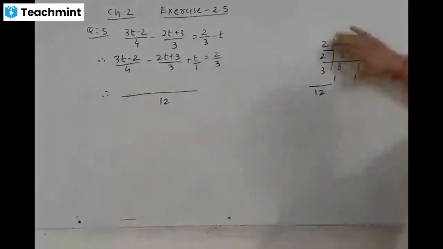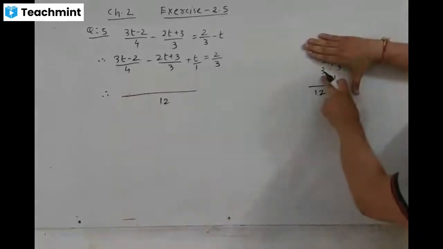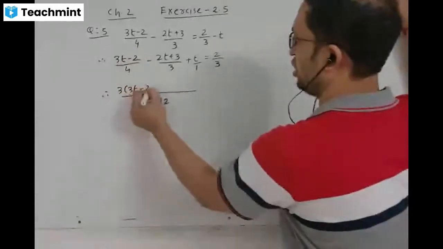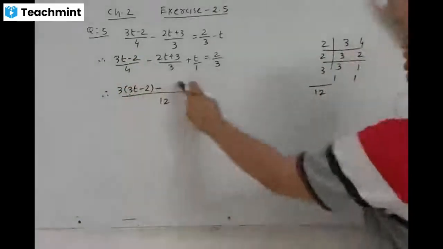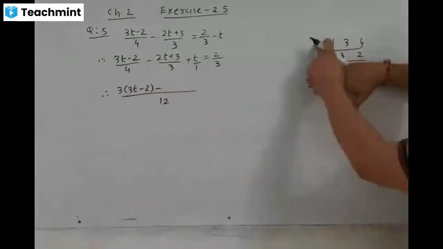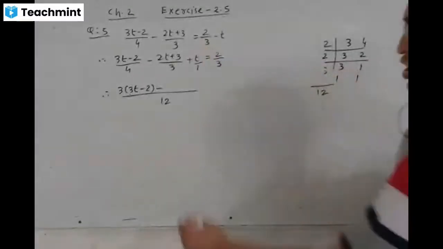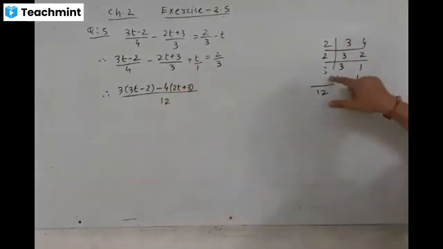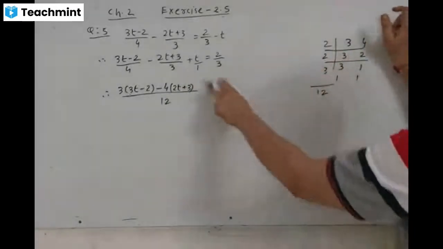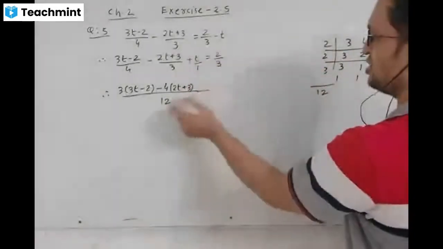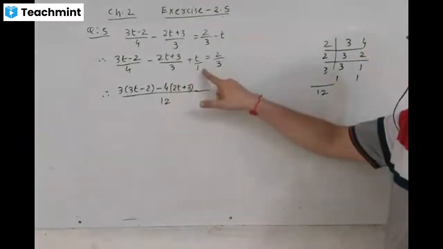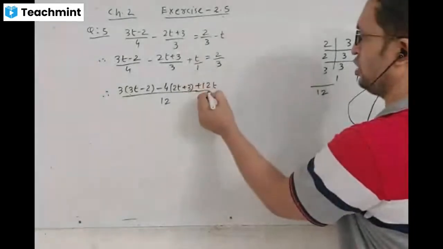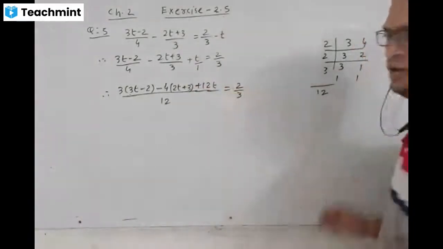Here 4, 2 2s are 4. Which number we multiply? 3 multiply with 3t minus 2. 3 into bracket 3t minus 2. Minus sign as it is. Denominator is 3. So 2 2s are 4 multiply with 2t plus 3. Minus 4. 2t plus 3. And here 1. So 3 2s are 6 2s are 12. जब डिनोमिनेटर 1 हो तब 12 से एलसीएम से डायरेक्ट मल्टीप्लाई करना. Denominator is 1. Then we multiply with 12 to t plus 12 into t. That is equal to 2 by 3.